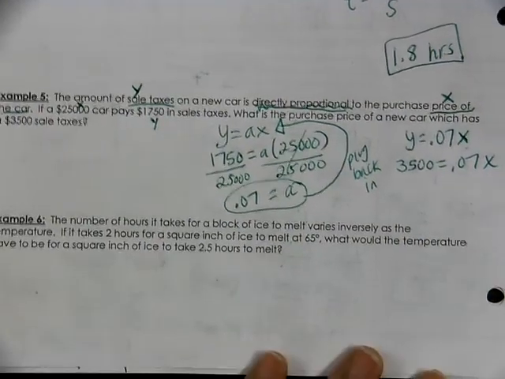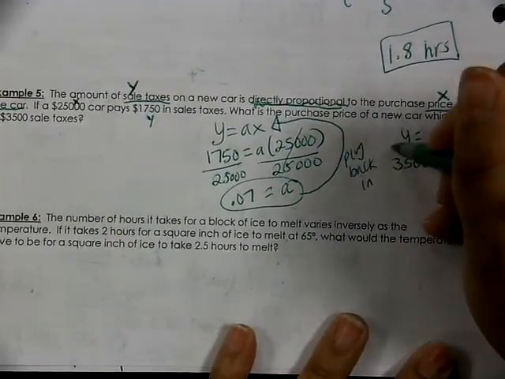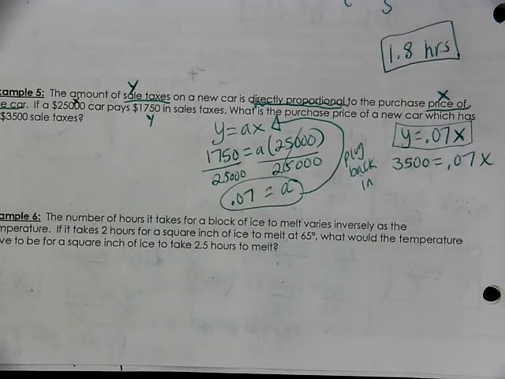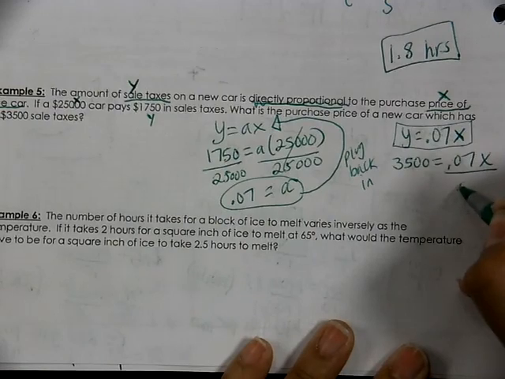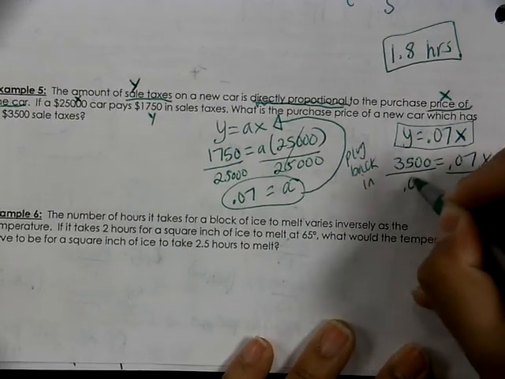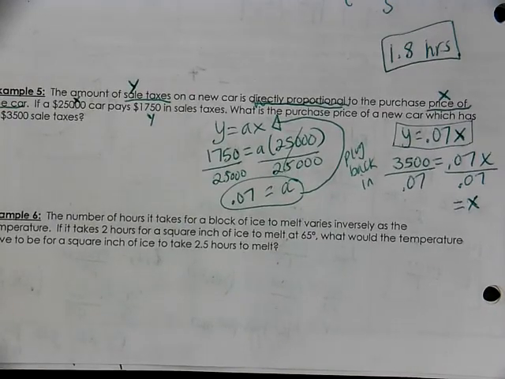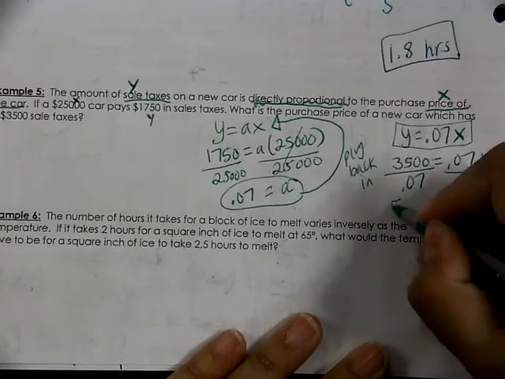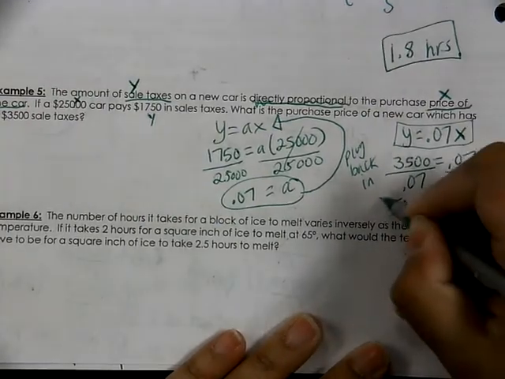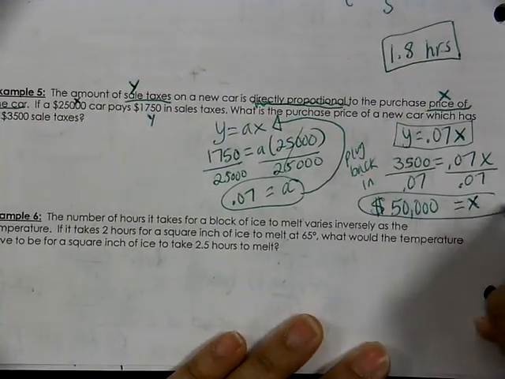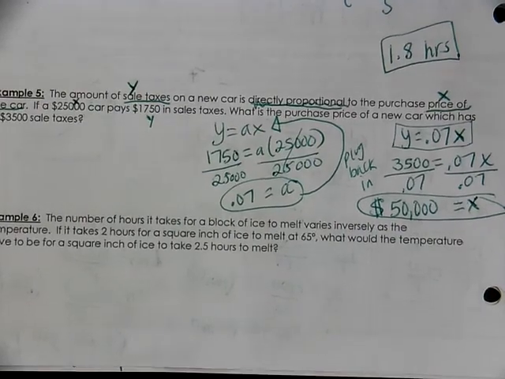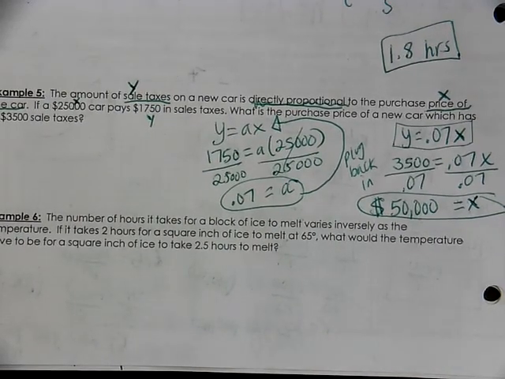Once I've used the equation I came up with, this new equation, I substituted 3,500 in for y, not for x. And then you just grab a calculator if you need one. You are dividing by 0.07 to solve for x. And that comes out to 50,000. And don't forget dollars, because we're talking about the price of a car. So that original price of the car would be $50,000 if you were paying $3,500 in sales tax.